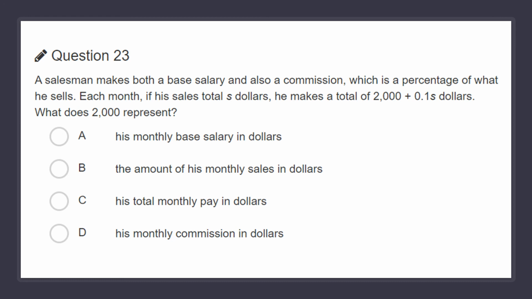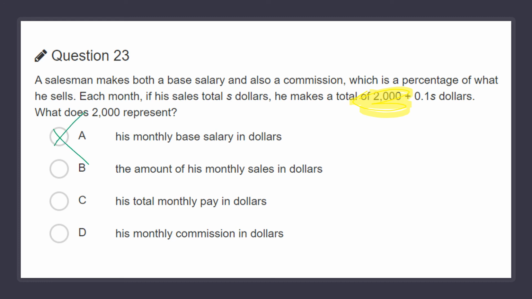So we're trying to figure out what this 2,000 means. All right, there is no variable on that 2,000. So that means that 2,000 is a one-time amount. So that is actually going to be his base salary, which is option A.